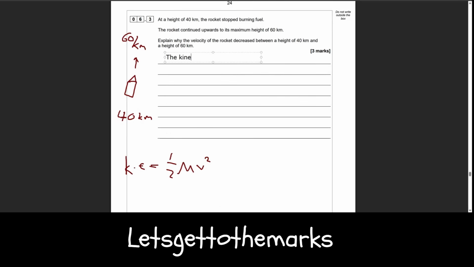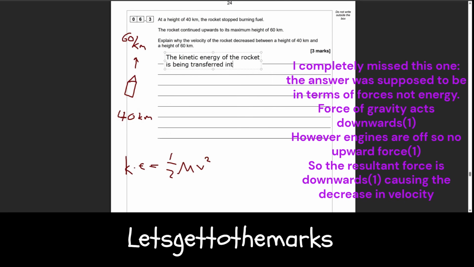So the kinetic energy of the rocket is being transferred into gravitational, I can't spell it. I'm just going to put GPE because I'm having issues. It's being transferred into GPE. So kinetic energy decreases. This decreases the velocity of the rocket.